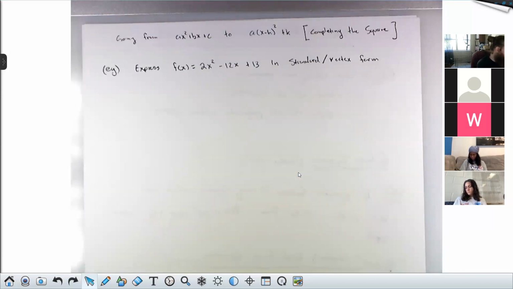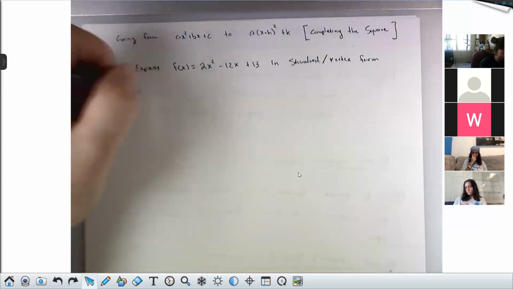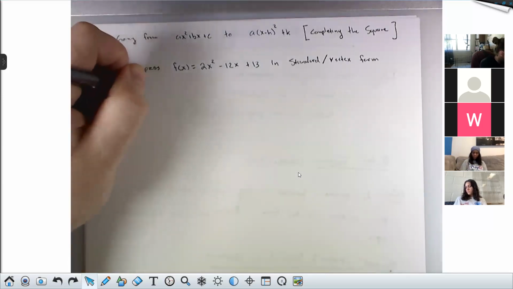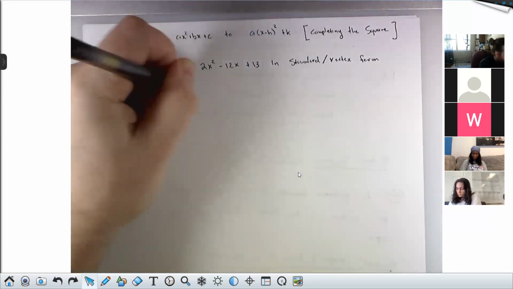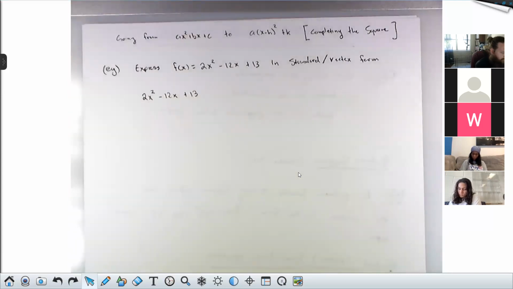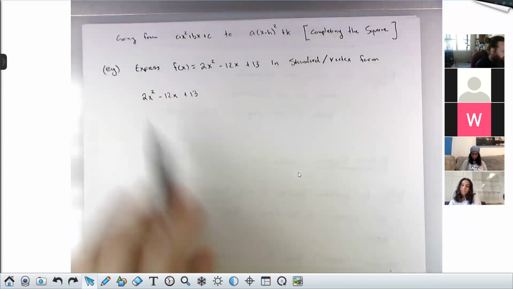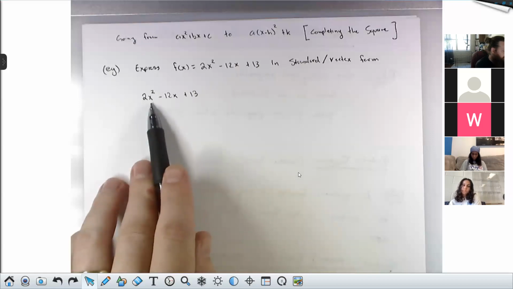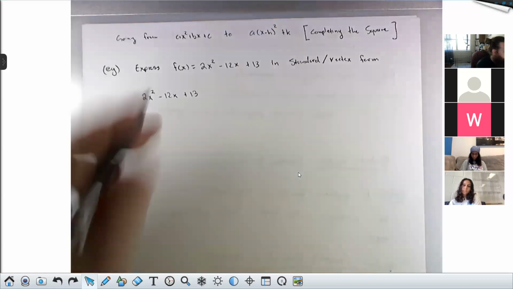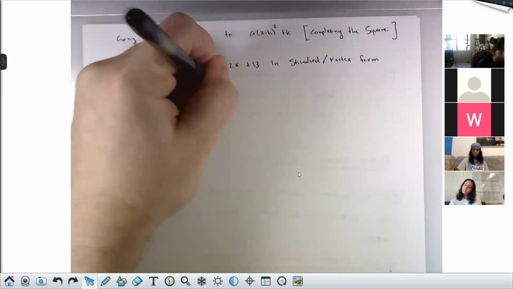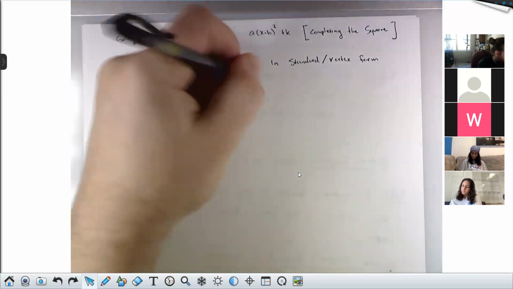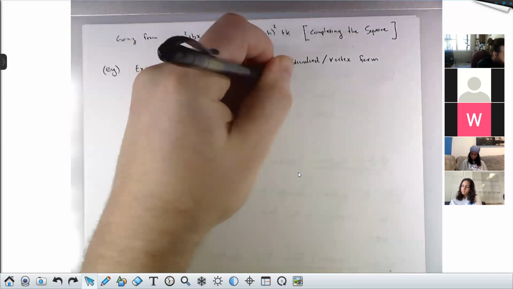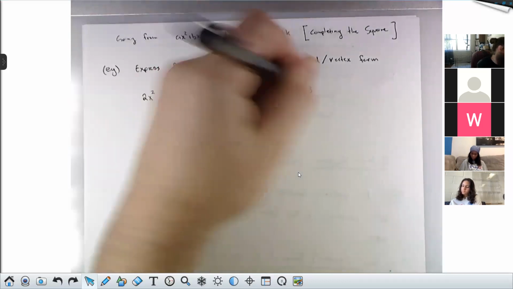So your first step is to take this 2x squared minus 12x plus 13. From the first two terms here, from the x squared quadratic term and the x, the linear term, I'm going to factor out the 2. I'm going to let the 13 chill out here. I'll write this as 2 times parentheses x squared minus 6x, and then close parentheses plus 13.